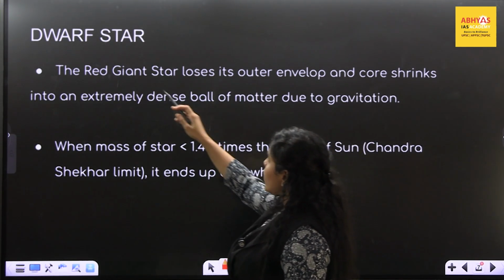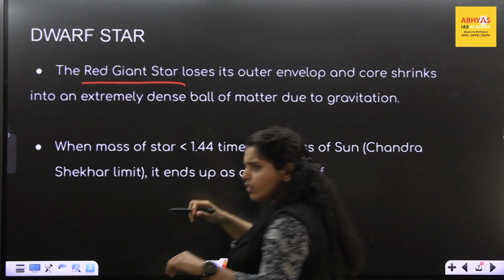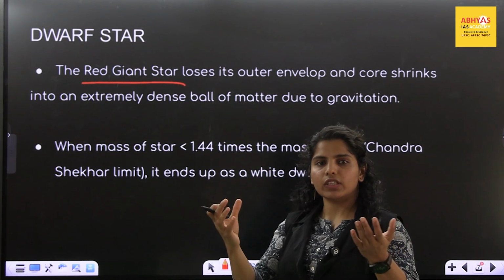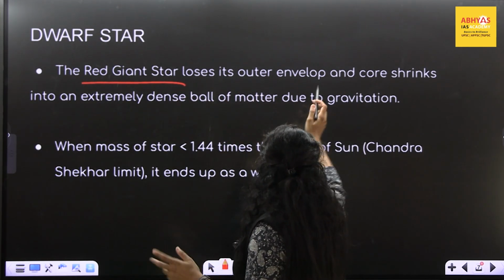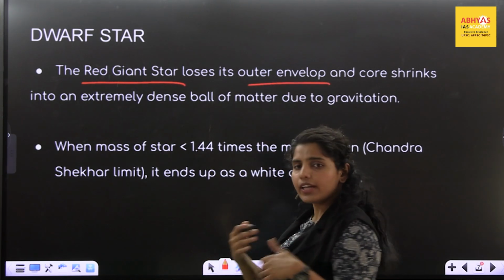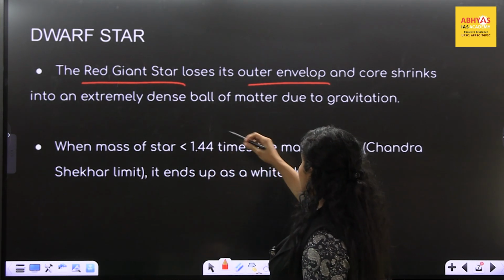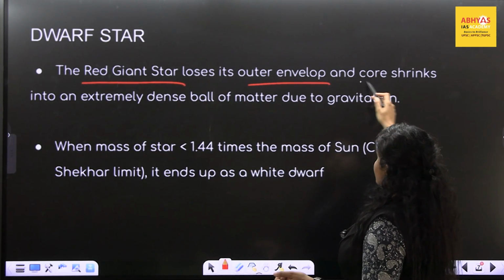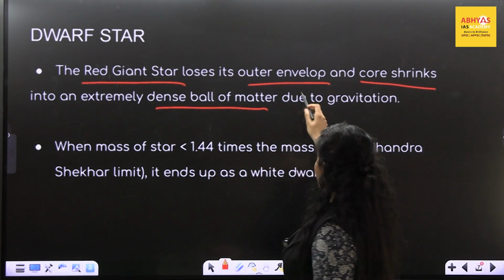Okay, now what is the dwarf star? When the red giant star exists, the hydrogen in the core is exhausted, and emissions are happening in the outer envelope or outer shell. So in this red giant, the hydrogen in the outer envelope also gets exhausted. Even it cannot do fusion for infinite time. So the red giant loses its outer envelope and the core shrinks into a dense ball of matter due to gravitation.